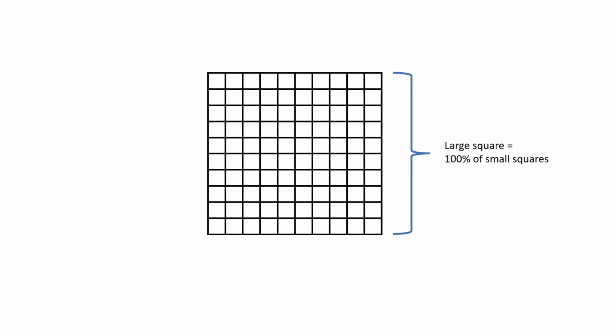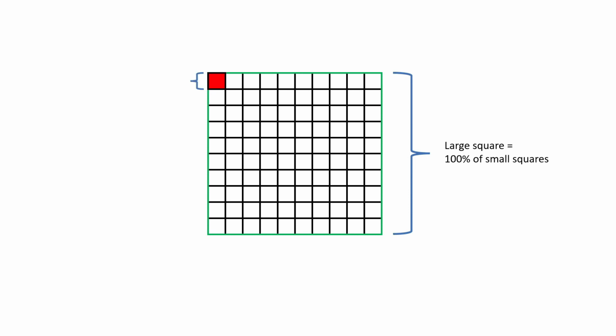So take, for instance, this diagram here. We've got this whole or large green square that you see highlighted here. This is the whole unit, the whole part. You can see that I've divided it up into 100 smaller squares, and I highlighted one of them there for you. So we could say that the large square contains all 100% of the small squares.